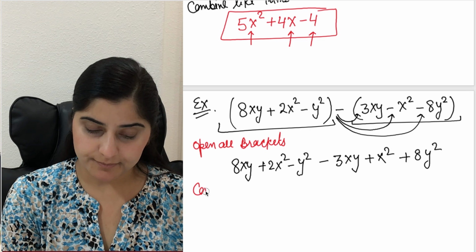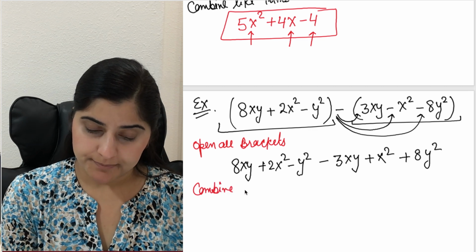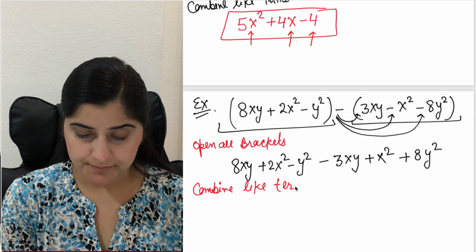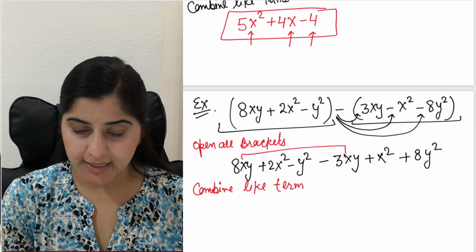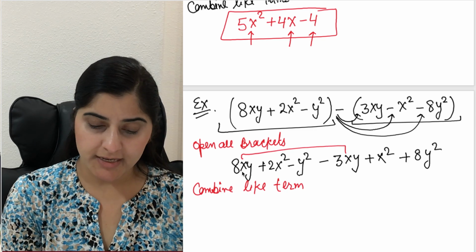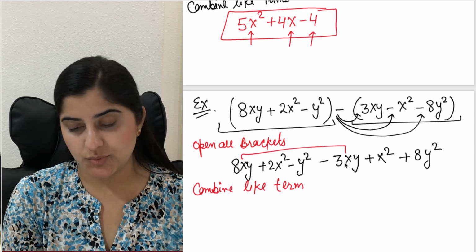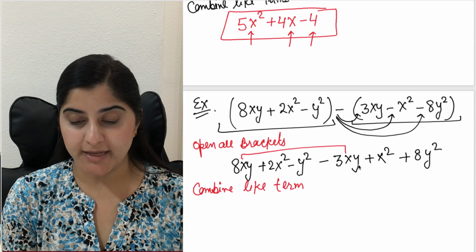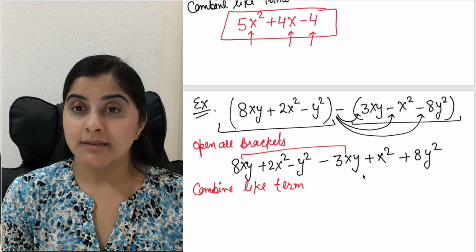Next, we have to see whether we can combine like terms and make our expression simple and smaller. You see that these two are like terms. We can combine them and write 8xy minus 3xy. The variable part is exactly the same, xy, so we can combine these two terms.